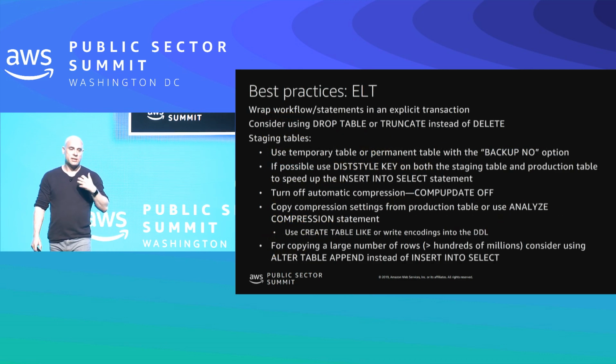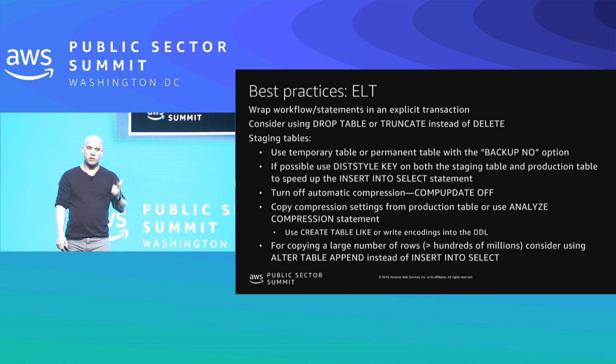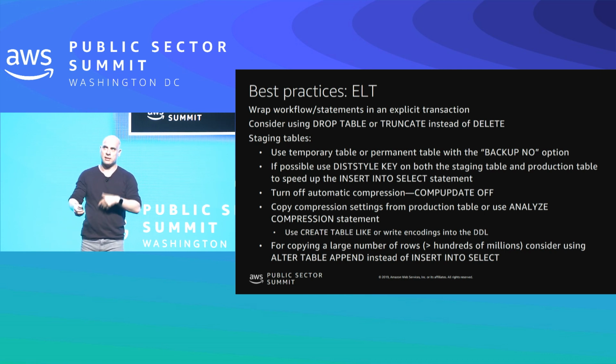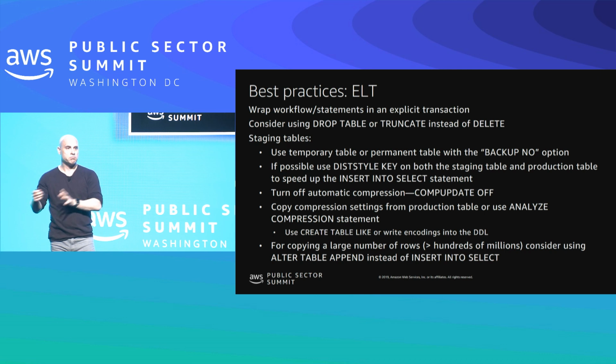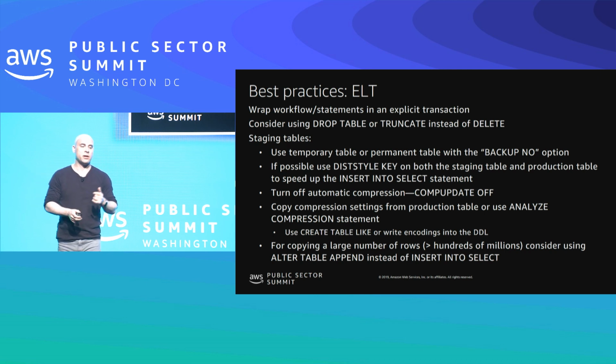So just to summarize and wrap this up here, I mentioned wrapping things in an explicit transaction. Consider using drop table or truncate instead of delete. That's just in case, that's instead of doing, say, deleting data out of that staging table. It's just more work for vacuum. If we were to drop it, the data is just gone, no vacuum necessary.